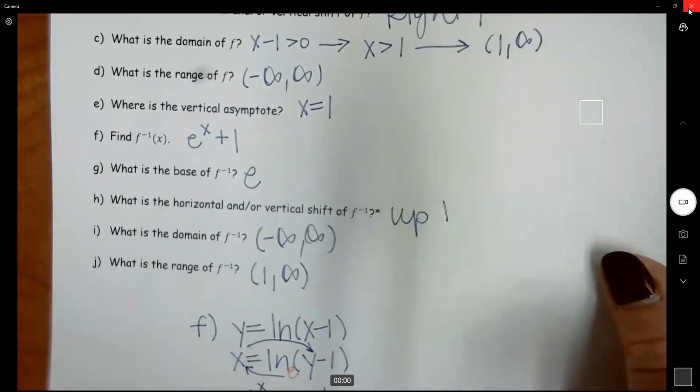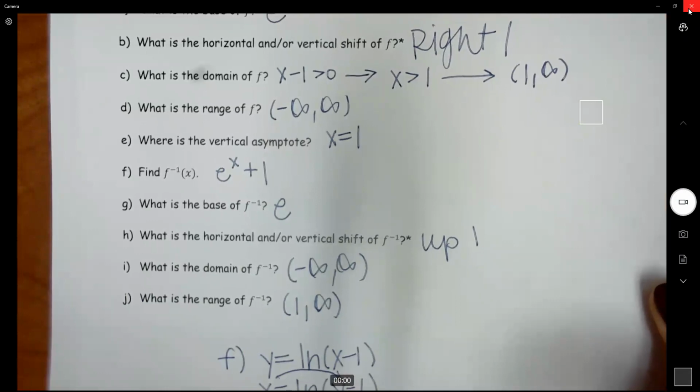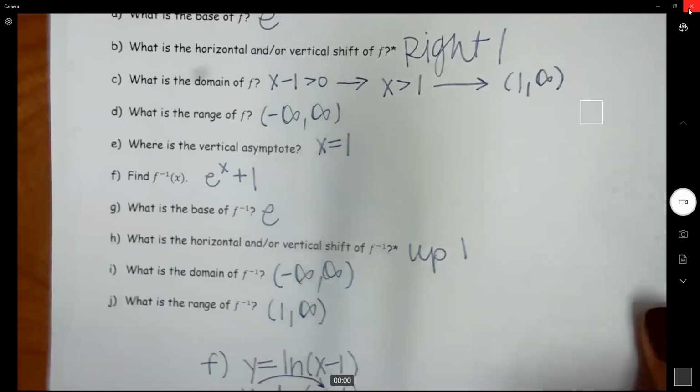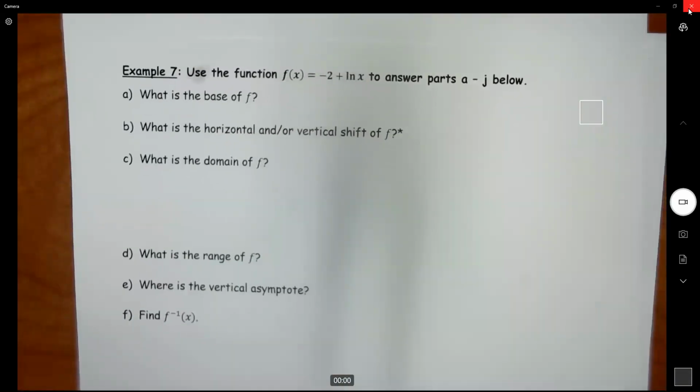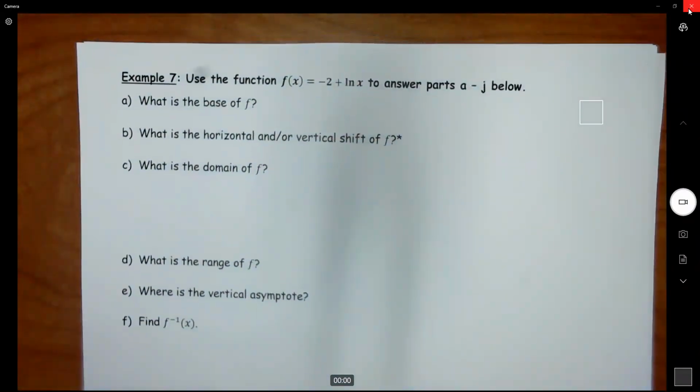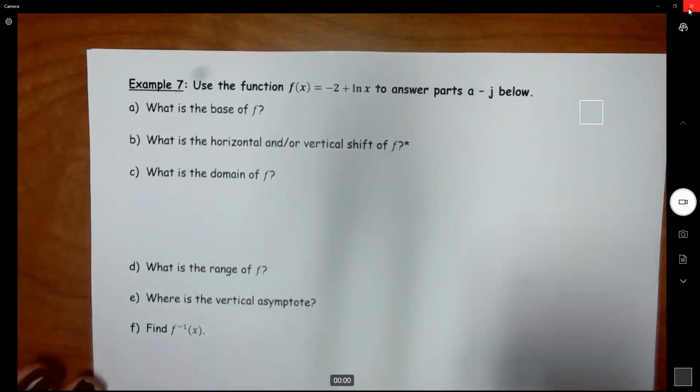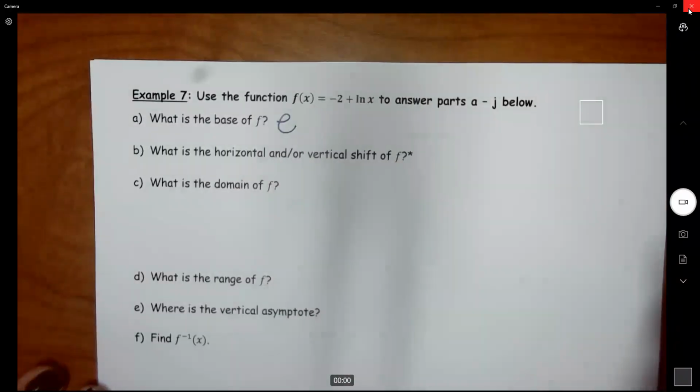There's 2 more examples, just like this one. Example 7, what is the base of my function? All right, this is still the natural log, so this is base e.